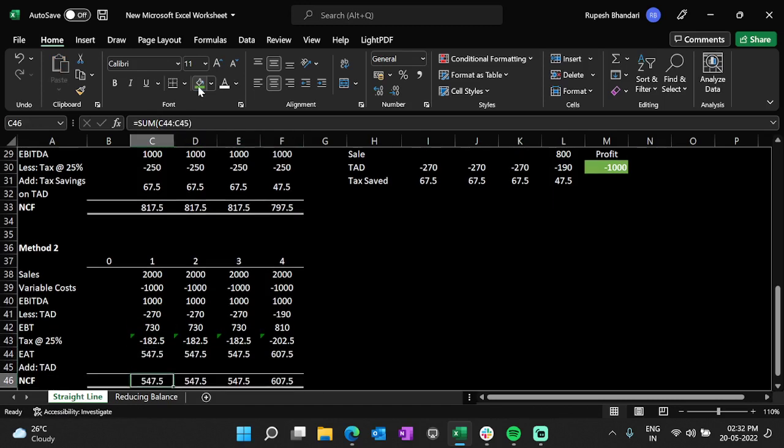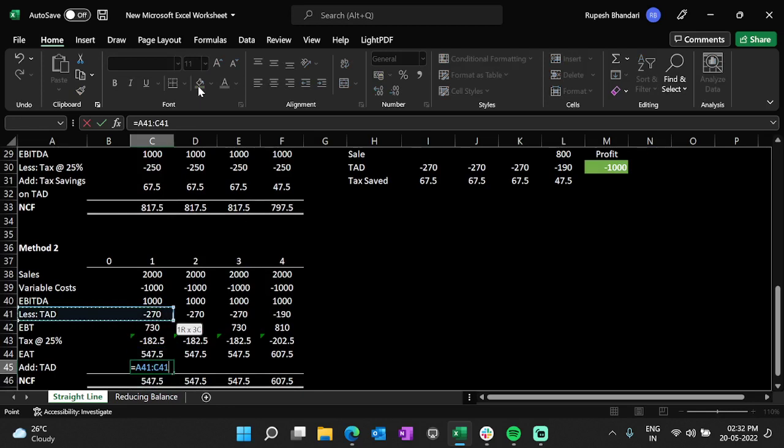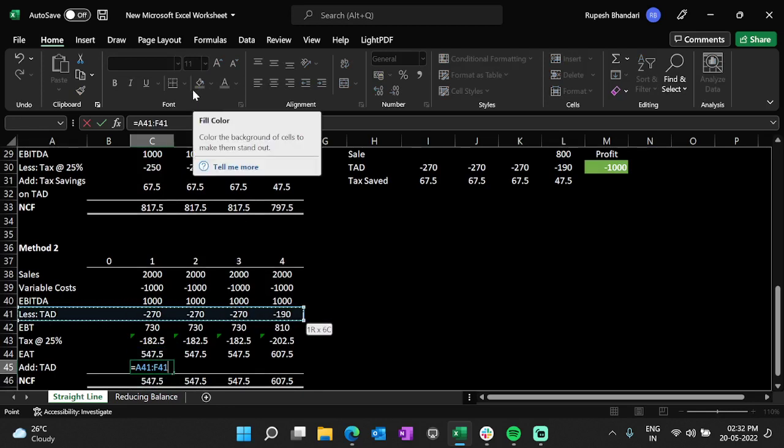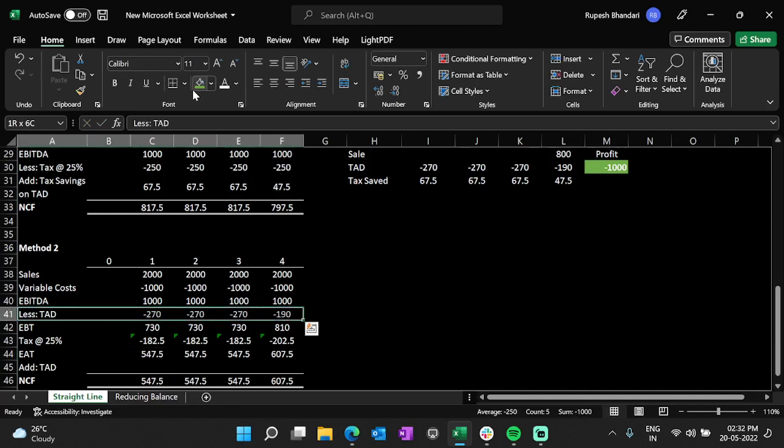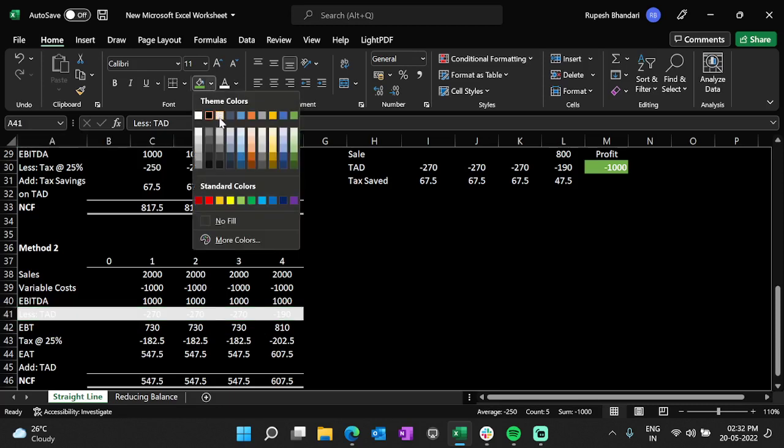Copy it across, right? And then what was the TAD? Just add it back as well, okay? Because we deducted this TAD in this situation. Why did we deduct it? We deducted the TAD over here just for calculating the tax only, okay? Just for tax purpose only.